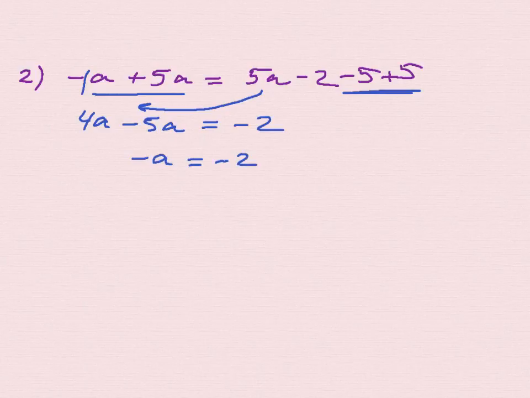I don't want to know what negative a is, I want to know what a is. So if I divide both sides by a negative 1, I don't change the value, but I will change the sign. A negative and a negative will make it a positive a, and a negative 2 and a negative 1 will make it a positive 2. So a is actually equal to 2.